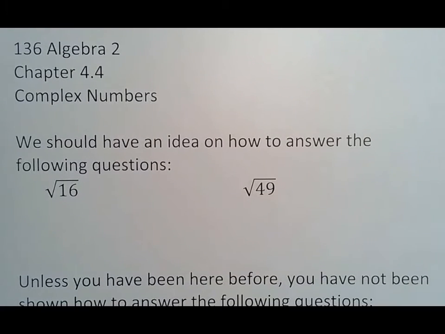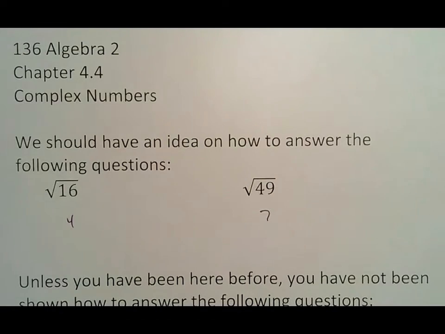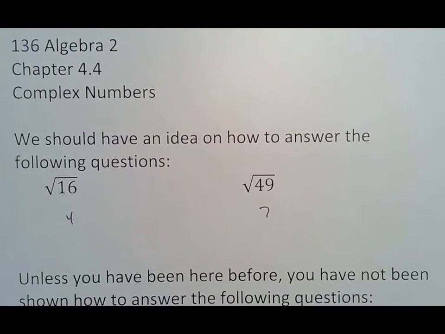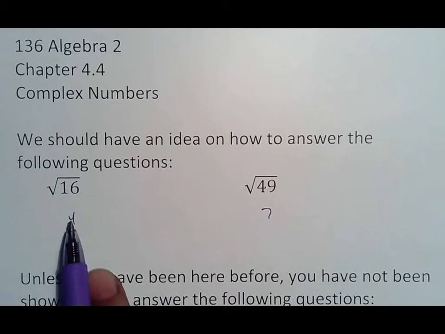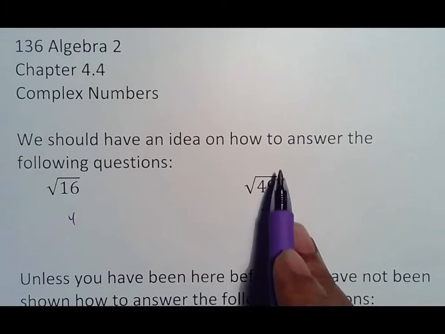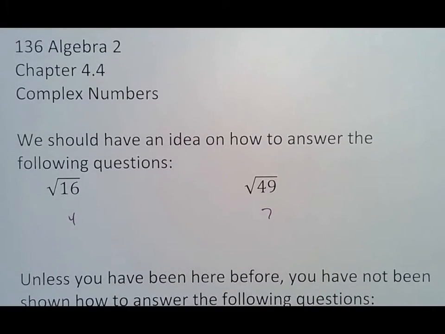Alright, chapter 4.4 is complex numbers. We should have an idea to answer the following questions. The square root of 16 is 4. The square root of 49 is 7. Why? Because 4 times 4 is 16, and 7 times 7 is 49. We know that to be true.